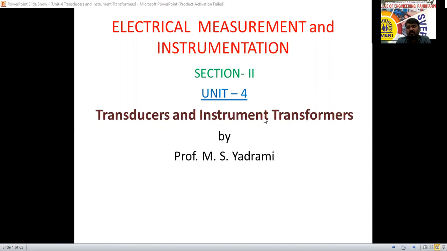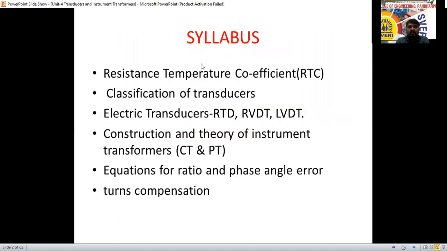We are going to discuss that one here. So this unit has 2 parts, that is transducers and instrument transformers. The syllabus for this unit 4 is, first, we are going to discuss the resistance temperature coefficient, or temperature coefficient of resistance, or RTC, we are going to call that one. I think you have heard this name, resistance temperature coefficient.